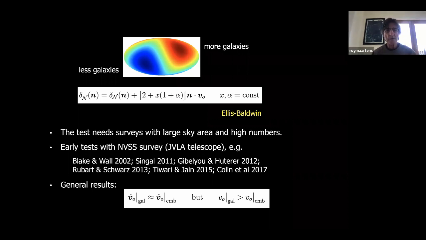Early tests with the NVSS radio continuum survey, starting in 2002 and continuing up to even today, I've just given you a selection of references there. They generally came up with similar results, which are summarized in two facts. First of all, very importantly, the dipole direction from the NVSS was roughly in agreement with that of the CMB. The errors were large because the NVSS is a survey with not exceptionally high number density, but nevertheless, there was no challenge to the alignment of the dipole with the CMB.